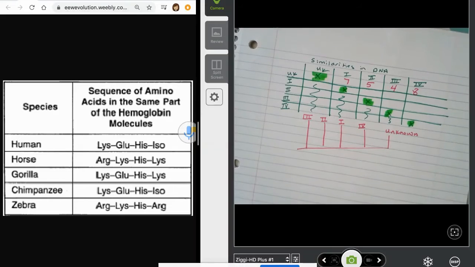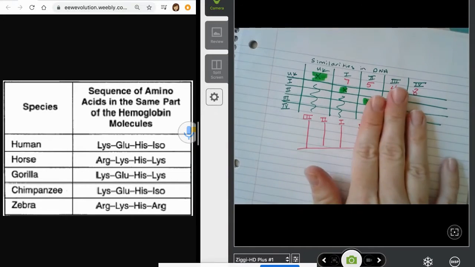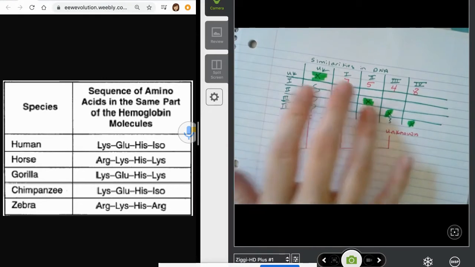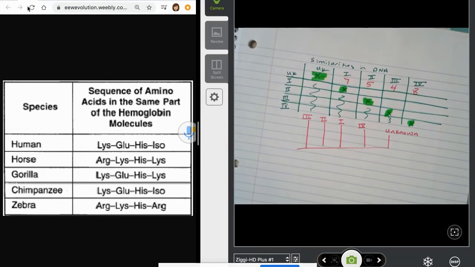Okay, next, instead of comparing like we did over here, the DNA similarities between their ATCG code, we're going to look at the result of that, which is the amino acid sequence. So looking over here on the left, we are comparing humans to horses, gorillas, chimpanzees, and zebras based off of a four amino acid snippet of the hemoglobin molecule, which I believe is 15,000 amino acids. So this is titled Sequence of Amino Acids in the Same Part of the Hemoglobin Molecule.